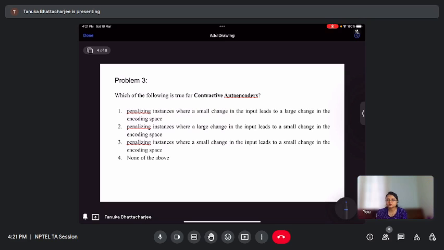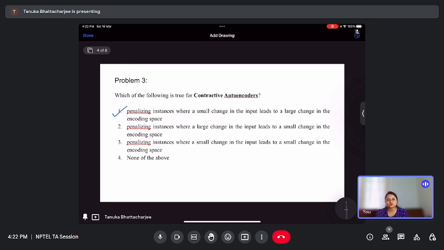Statement 3. Statement 3, you penalize. It is 3. Penalize instances where a small change in the input leads to a small change. Not really. First one, madam. Yeah, correct. First one is the correct option.